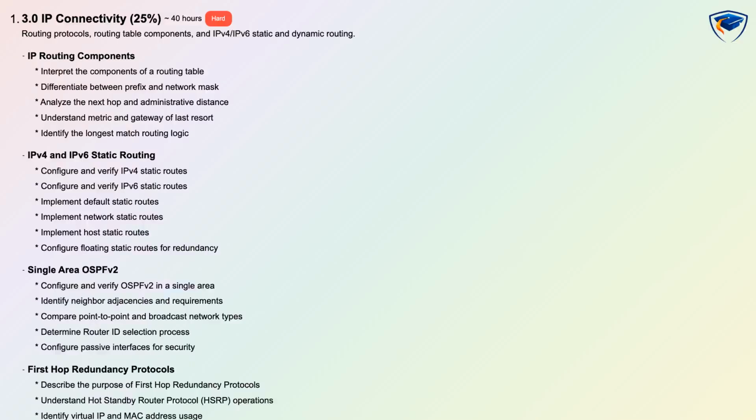Domain 3.0 IP Connectivity is weighted at 25%, marked hard, with an estimated 40 hours and assessed by hands-on and conceptual tasks. You will learn IP routing components and how to interpret routing table entries, differentiate prefix and mask, and analyze next hop, administrative distance, and metrics.